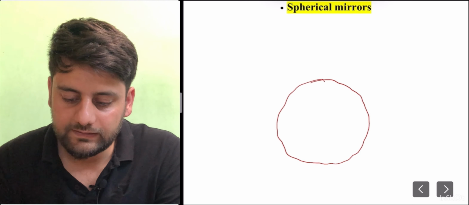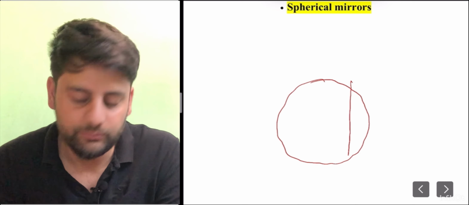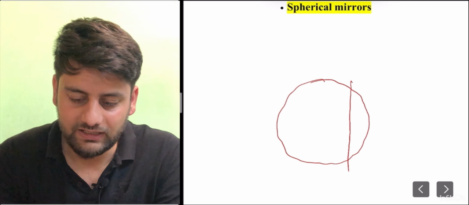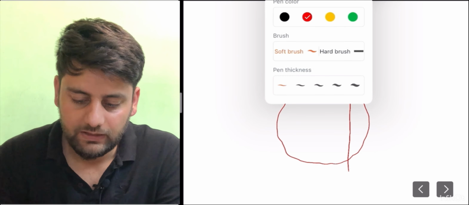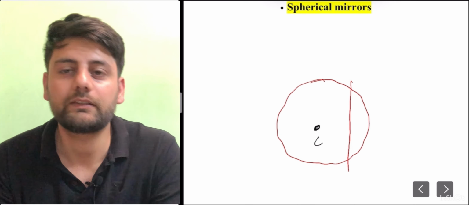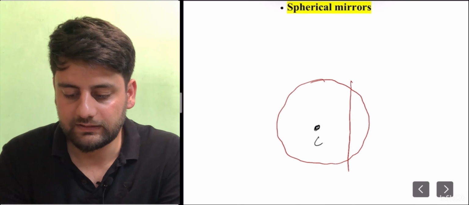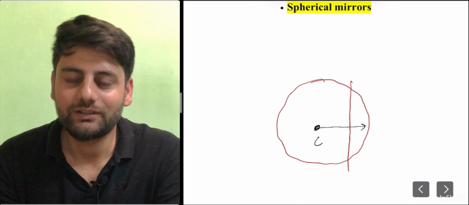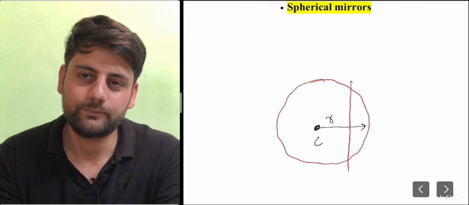Now imagine this hollow glass sphere, and we cut a part of it. As it is a sphere, definitely it has a center, right? Suppose this is its center. Let's denote this center with C, okay? And the distance between the circumference and the center, let's call this distance the radius of the sphere, right?